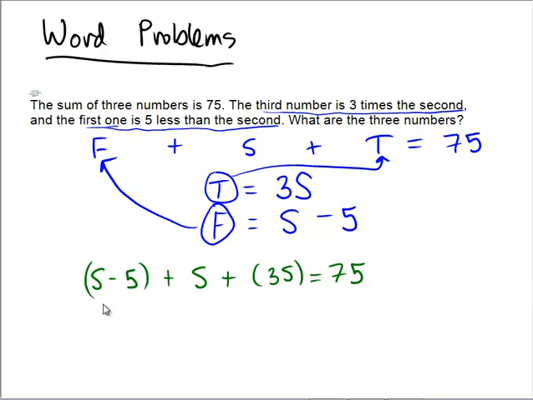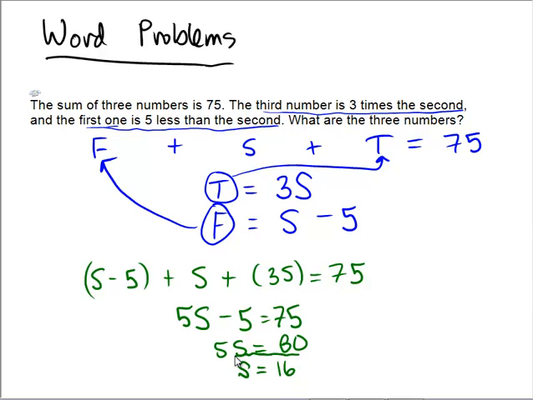Collect like terms: S and S is 2S, plus another 3 would be 5 S's altogether, minus 5 equals 75. Adding 5 to both sides gives us 5S equals 80, and then dividing by 5 means that S would be equal to 80 over 5, which is 16. So S equals 16. My second number is 16.